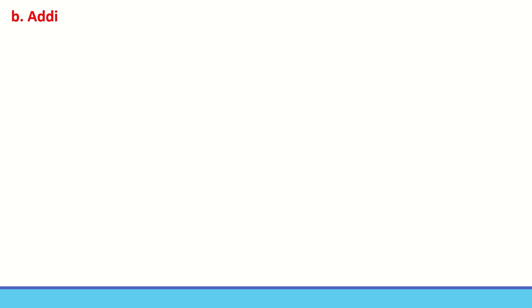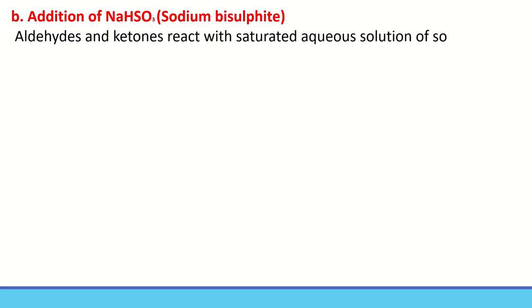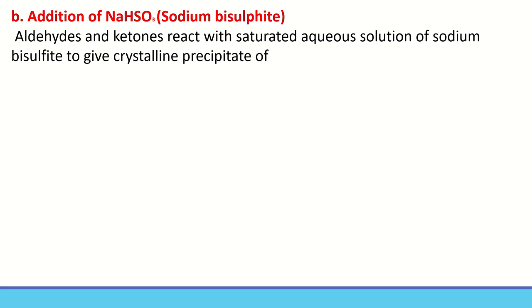Let's see the next reaction, that is addition of sodium bisulfite. Aldehyde and ketones react with the saturated aqueous solution of sodium bisulfite to give a crystalline precipitate of sodium bisulfite adduct. It is a white crystalline precipitate. It is simply an addition reaction.